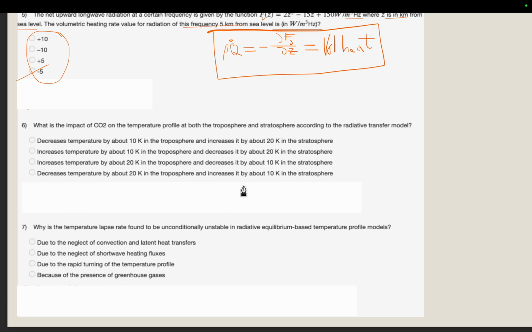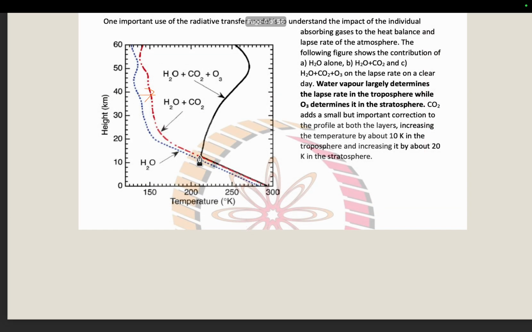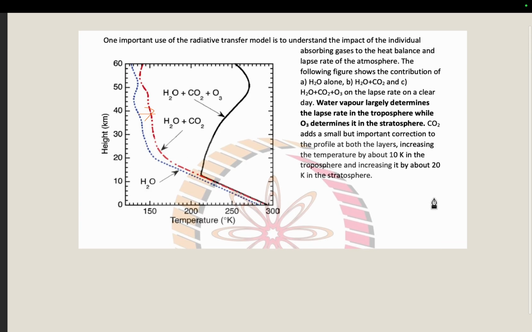All are incorrect, I think. Yes, I guess so. Decrease, increase, increase, decrease, increase, decrease, decrease, increase. So in the two cases there is an increase of temperature. Here it has been given that carbon dioxide makes a small but important correction of increasing temperature by 10 Kelvin in troposphere and increasing it about 20 Kelvin in stratosphere.